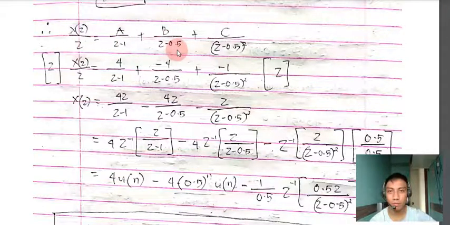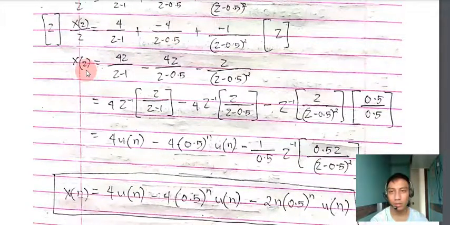Therefore, we have X(z) over z equals A over (z minus 1) plus B over (z minus 0.5) plus C over (z minus 0.5) squared. We substitute our values: A is 4, B is negative 4, C is negative 1. Then, multiply both sides by z to cancel the z. So, we're left with X(z) equals 4z over (z minus 1) minus 4z over (z minus 0.5) minus z over (z minus 0.5) squared.